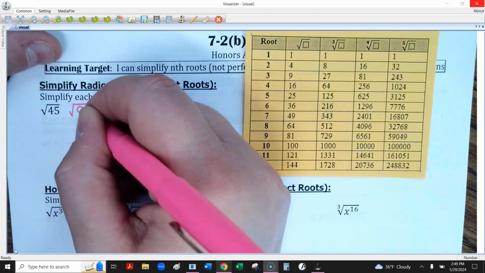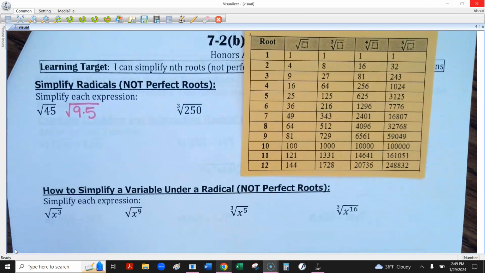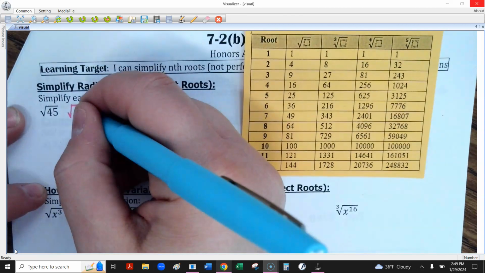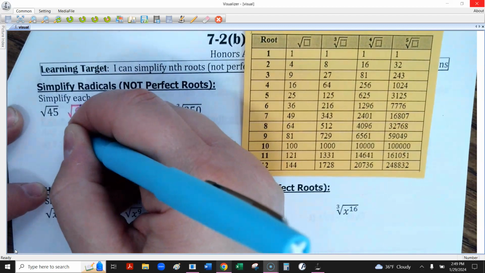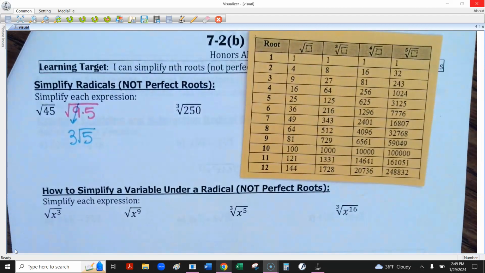So I would just rewrite that real quick. It has to be a product, has to be multiplication, 9 times 5. And then you guys know the square root of 9 is 3. 5 stays under the square root. That is simplest radical form.